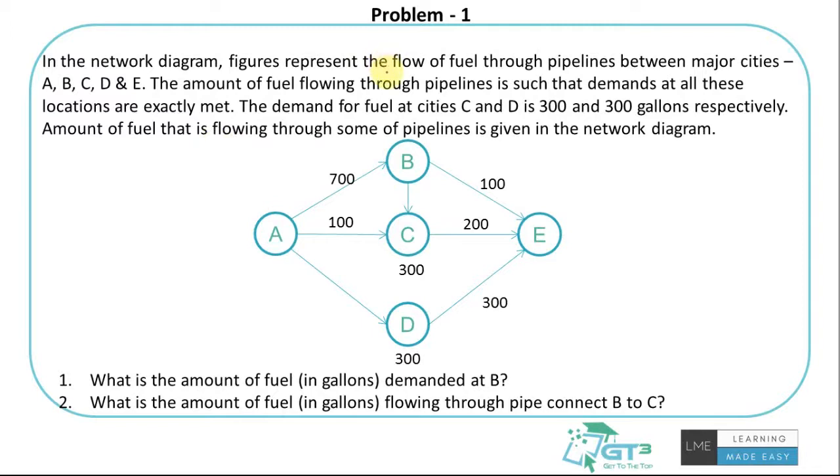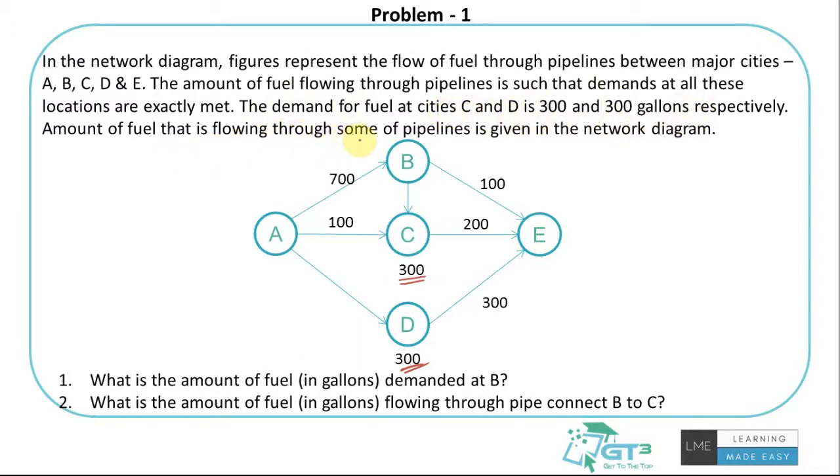So let's say this is a network diagram. The figures represent the flow of fuel through pipelines between major cities A, B, C, D and E. The amount of fuel flowing through pipelines is such that the demands at all these locations are exactly met. So the demands: 300 gallons of fuel is on demand here, then 300 over here. I don't know the demand at B. This is also, I don't know about E. A is the starting point, so we don't have anything like a demand over here. The demand for fuel at cities C and D is 300.